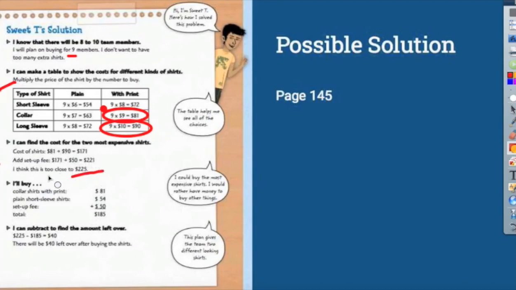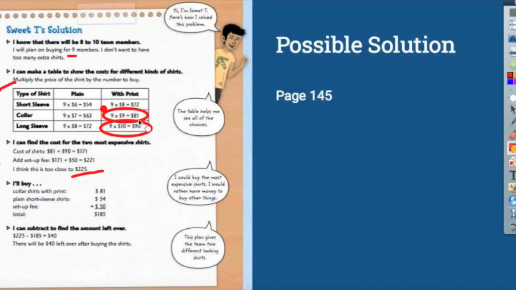But Sweet Tea felt like that was a little too close. Could you still do this possibility though? And he's only spent $221. So is that okay? Yes. But he wanted to figure out something where he was going to have a little bit more money left over. So going back, he chose collared shirts with print.